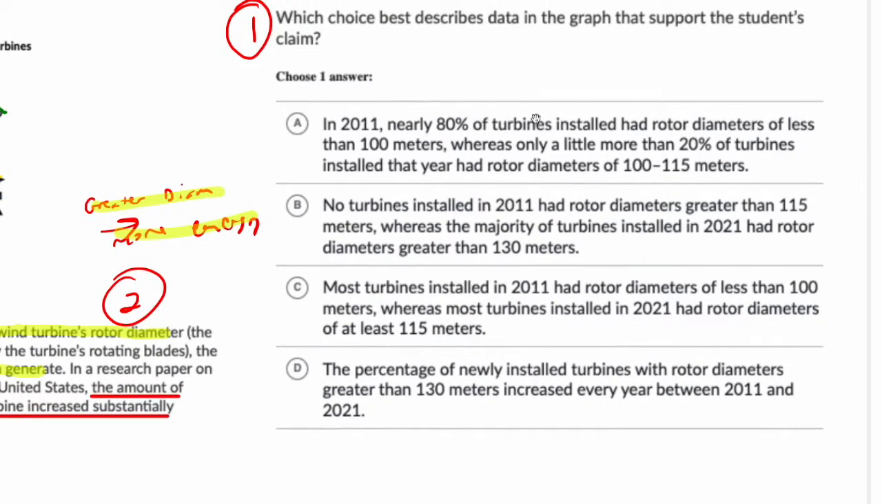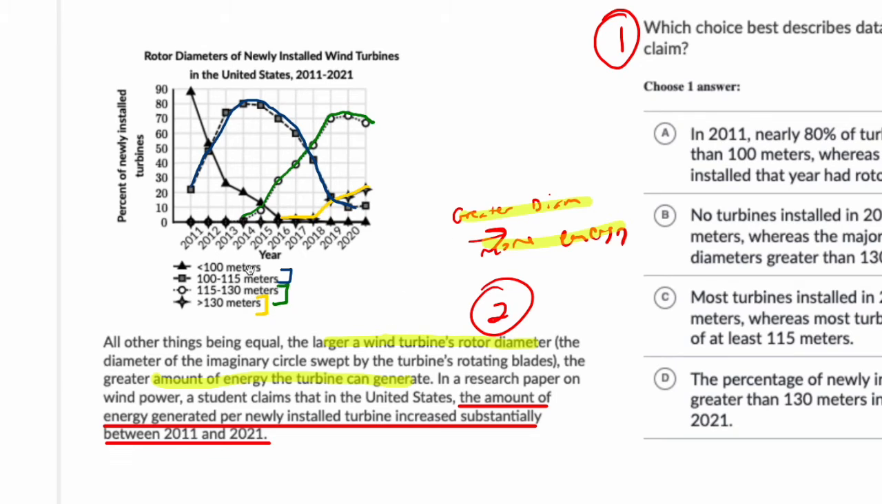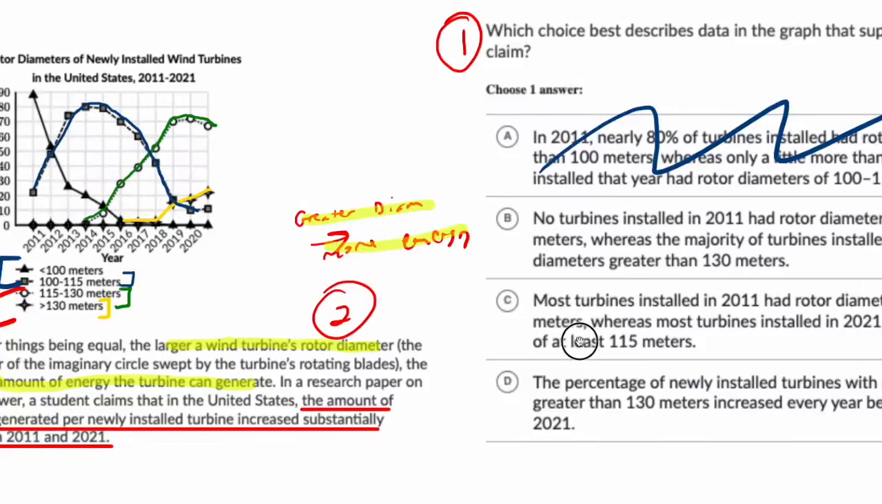So in 2011, nearly 80% of turbines had rotor diameters of less than 100 meters, whereas, so this is not relevant because it's only comparing the two smallest types. We want to contrast between these and these. Okay. We want to show that these have gone up and those have gone down. So A is not relevant in the sense that it is making a comparison like within that category of the two smaller sizes.